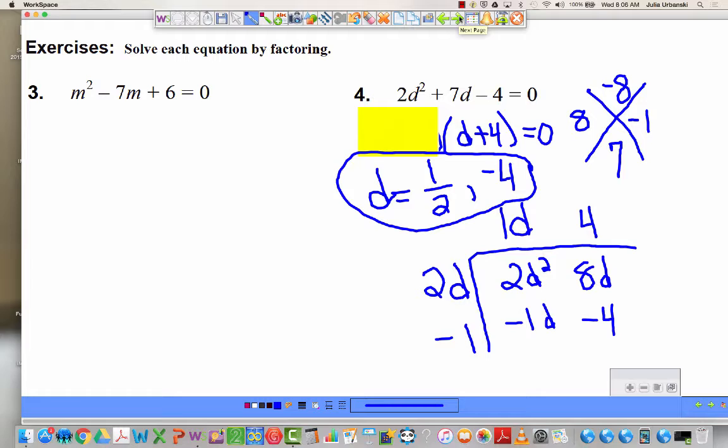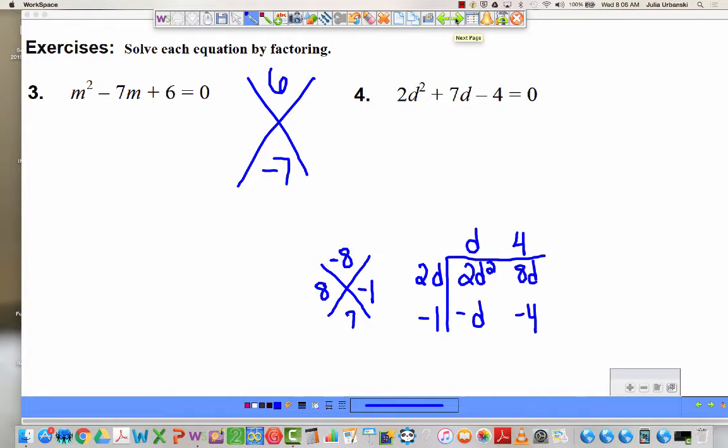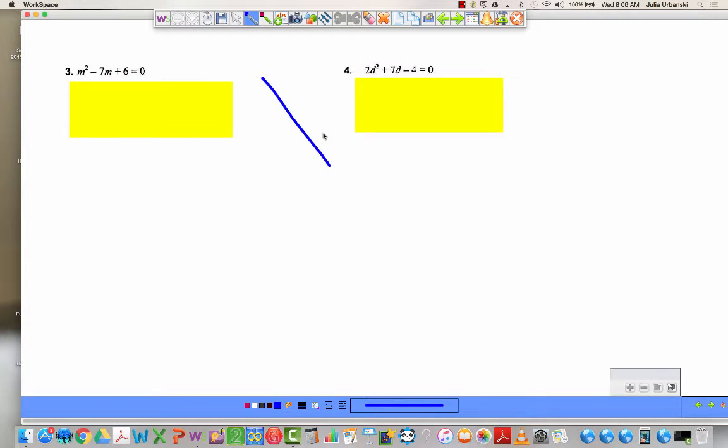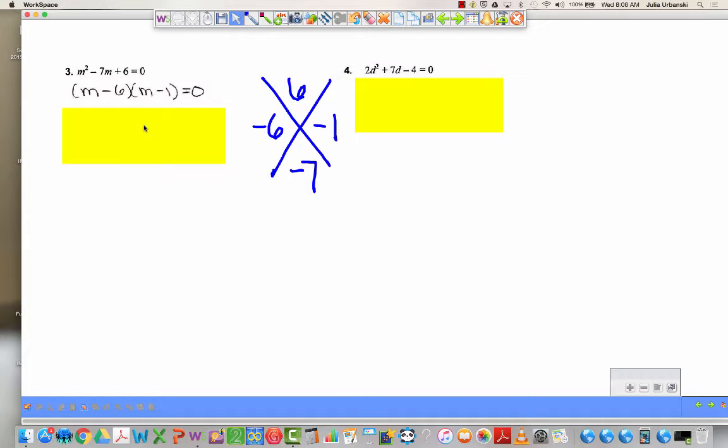Number 3. You have 6 and negative 7 as your numbers, and you find them as negative 6 and negative 1, right? Those make your parentheses, m minus 6 and m minus 1, but those are not your answers. What are your answers? Positive 6, positive 1. And please, you can only do that when there's no number in front.